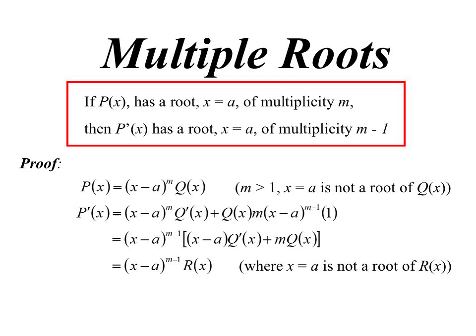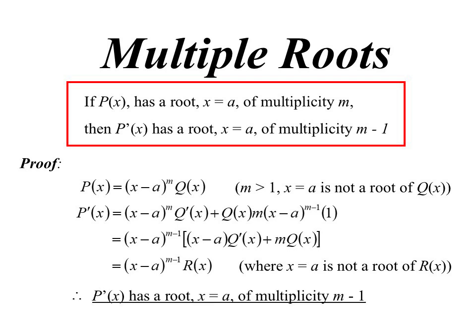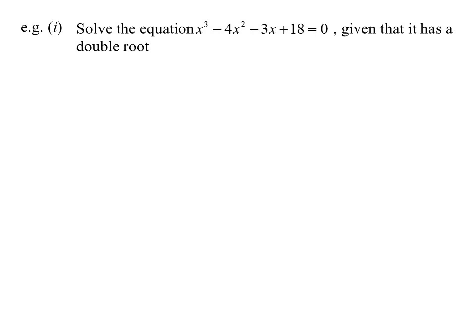So yes, we could rewrite it as (x minus a) to the power of m minus 1 times some other polynomial where we know a is not a root of that other polynomial. So the order has been reduced by 1. So let's use that idea. We're going to solve this equation, but we've been given an additional piece of information that it does have a double root. Now, why is it useful, this idea?